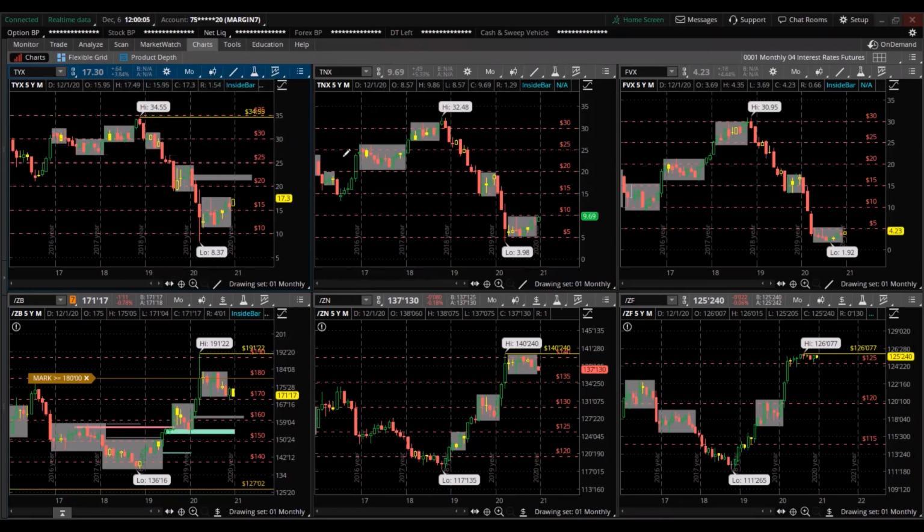The top 3 going left to right are the yields: the 30-year, the 10-year, the 5-year. And the bottom going left to right, we're looking at the 30-year bond, the 10-year note, and the 5-year note. So over the past 5 years of the 30-year yield, the low is here, which is this year, and the high was 2018. From 2018 to now, 2020, it was trending lower.